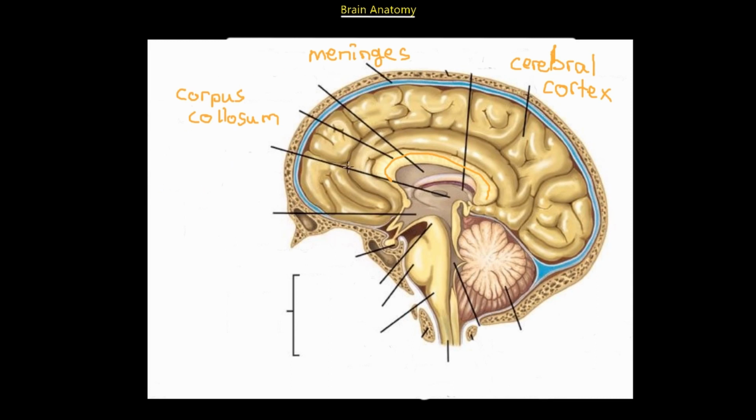So the brain is not actually all uniform like that. It has a division right in the middle, where the right side of the brain controls the left side of the body, and the left side of the brain controls the right side of the body.